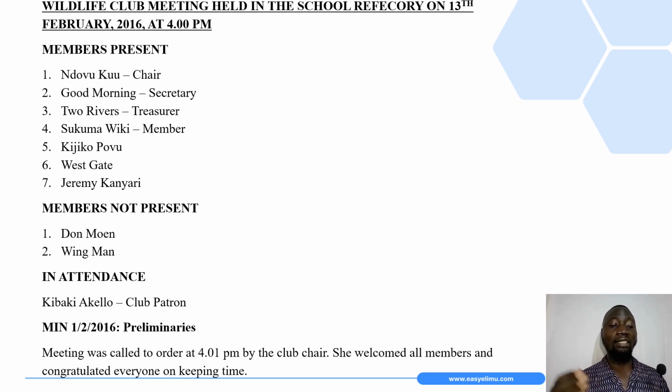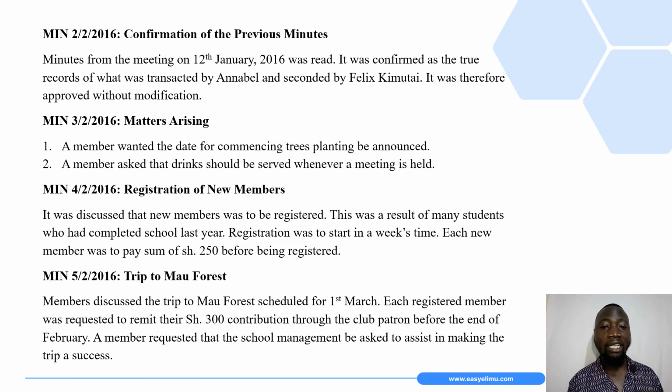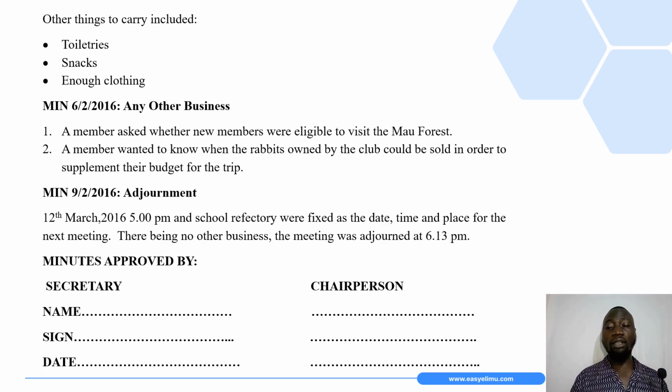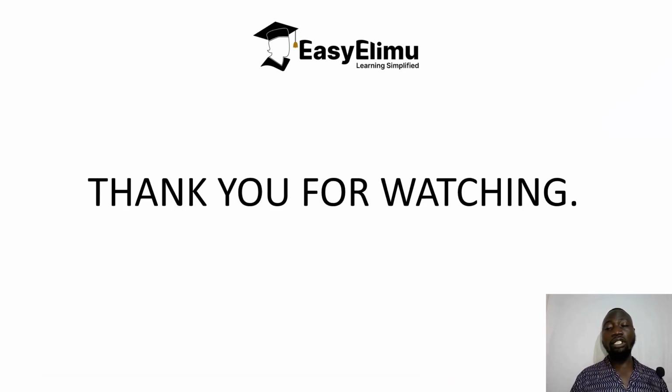We have in attendance. There is the preliminaries, followed by confirmation of the previous minutes. After confirmation of the previous minutes, we have matters arising. After matters arising, there is the business of the day. So under business of the day, we have registration of new members and trip to Moore Forest. So this is just according to the order that we did mention.